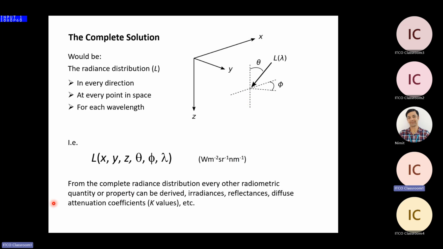If you can characterize that, you'd end up with something like this, which would be a 6-parameter model or function: x, y, and z being the position in space, theta and phi being the relative position on the sphere of all directions, and then lambda being the wavelength. If you know this, you know everything. This is the aim. This is ideally what we would have coming out of our radiative transfer model, because then we can derive everything else.